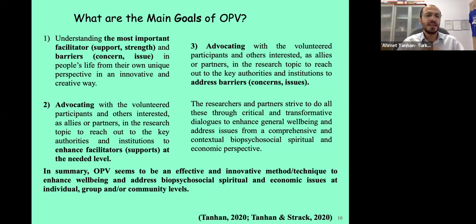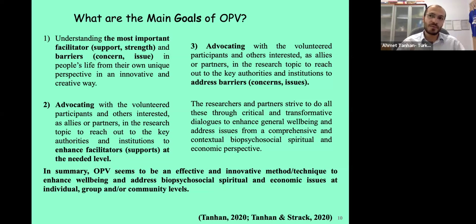The second main goal is advocating with the volunteer participants and others interested, as allies or partners in the research topic, to reach out to the key authorities and institutions to enhance facilitators and address the issues if they are needed. The third is advocating with the volunteer participants and other interested people, as allies or partners in the research topic, to reach out to the key authorities and institutions to address various core issues.